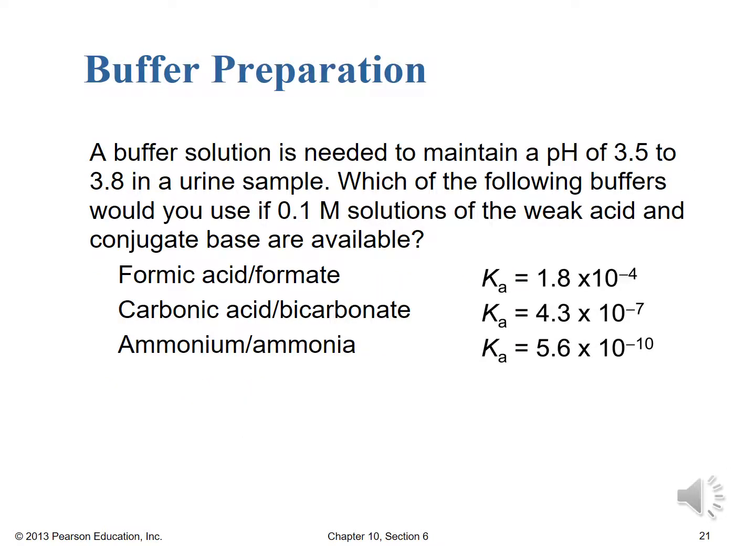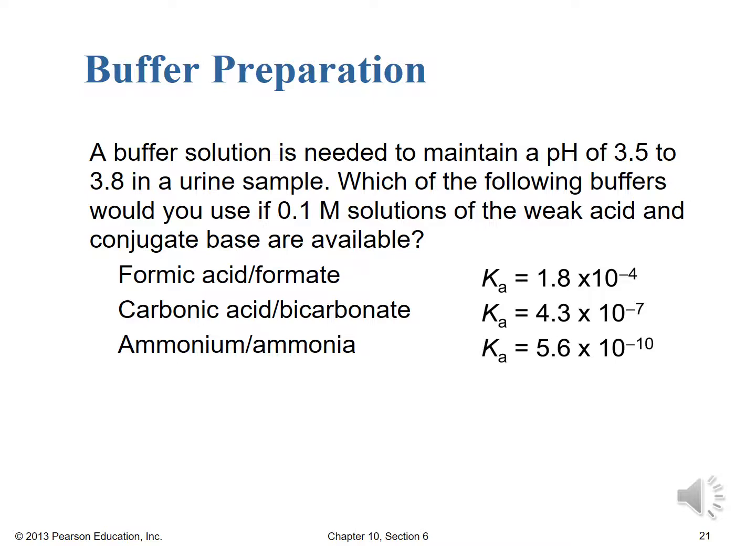So let's see how well you understand that concept here with buffer preparation. A buffer solution is needed to maintain a pH of 3.5 to 3.8 in a urine sample. Which of the following buffers would you use if 0.1 molar solutions of the weak acid and conjugate base are available? So if we look at the formic acid and formate ion conjugate acid base pair, that Ka is 1.8 times 10 to the minus 4.